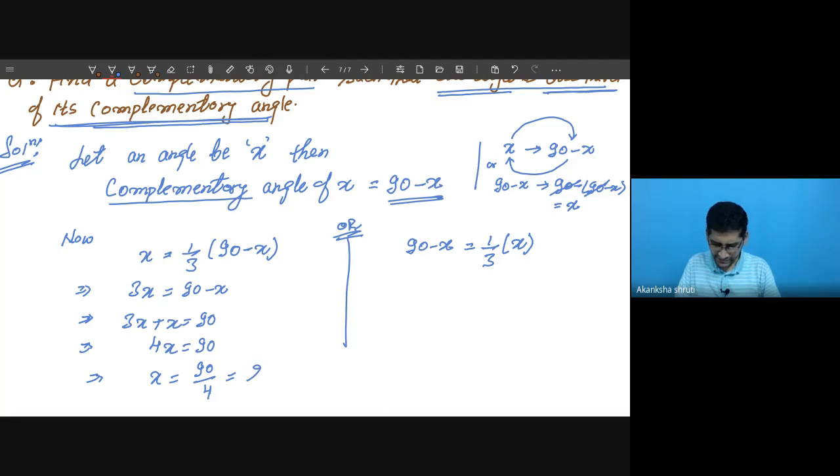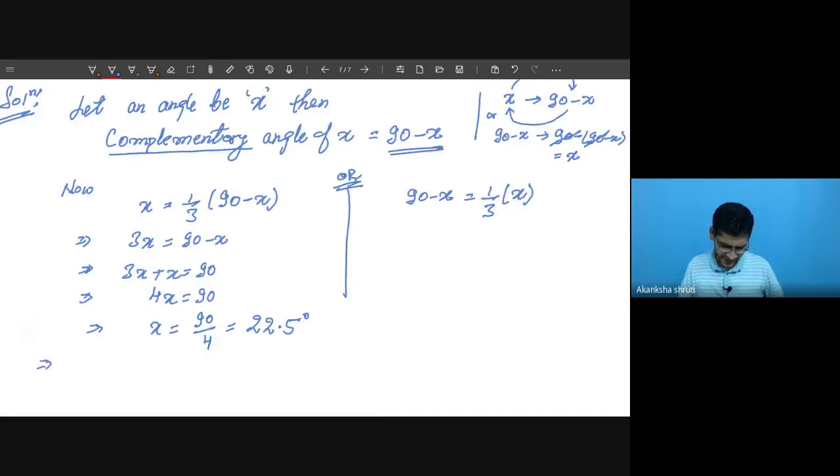How many times does 4 go into 9? 2 times. 2 times. Yes. Then 10. Again it is 2 times. 22. Then it is 2. Then it is 0.5. Is it okay? So x is this much degrees. So this implies one angle, or the smaller angle, is 22.5 degrees.